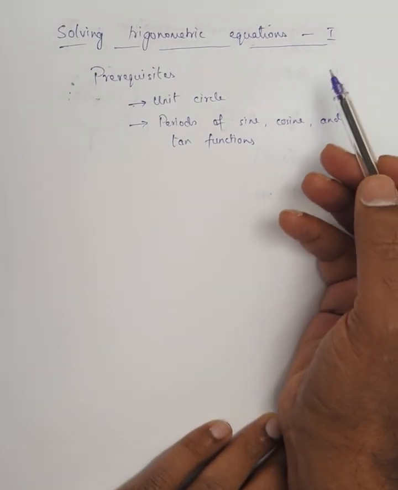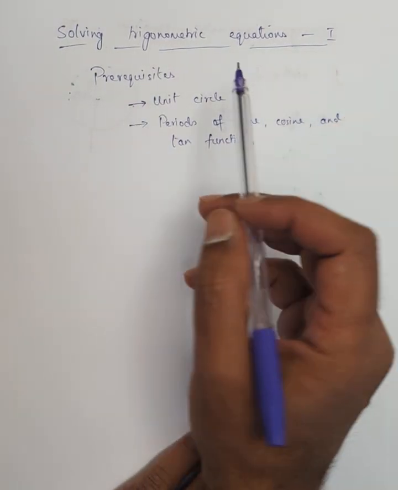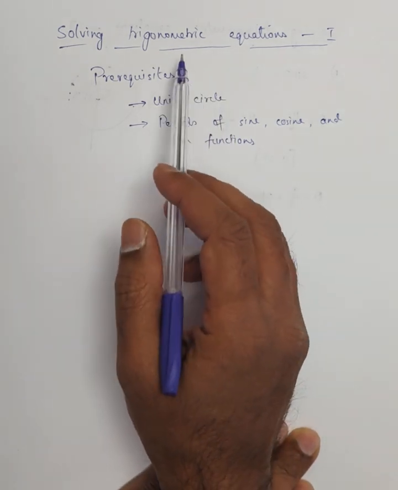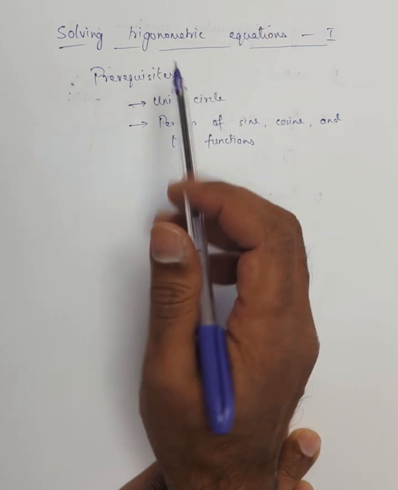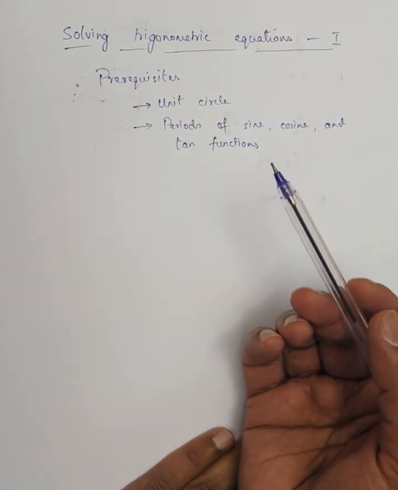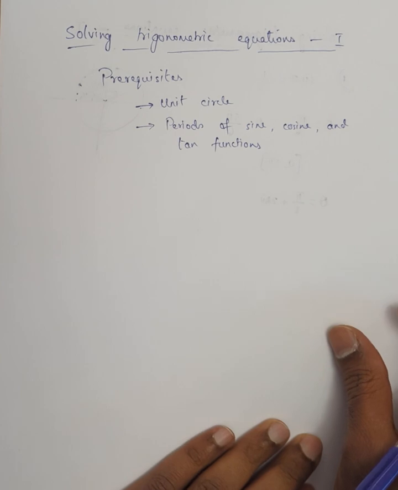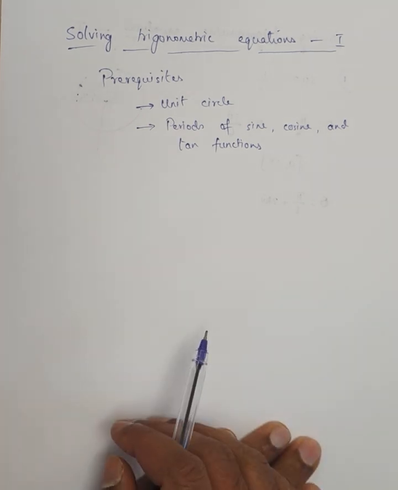Solving trigonometric equations, part 1. In this video, we will talk about how to solve a trigonometric equation. And what is a trigonometric equation? It's an equation that contains a trigonometric function like sine, cosine, and tan.